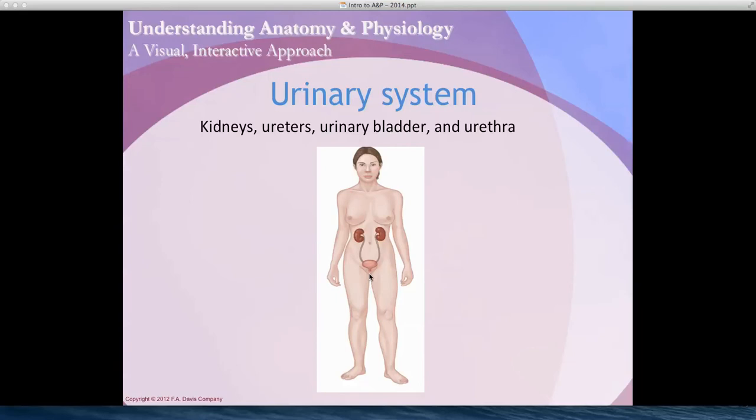The urinary system's biggest role is excretion of waste. That's what comes out as urine. But it also plays a role in blood volume and blood pressure, because our kidneys can help us get rid of more water, which will change our blood pressure and our blood volume.